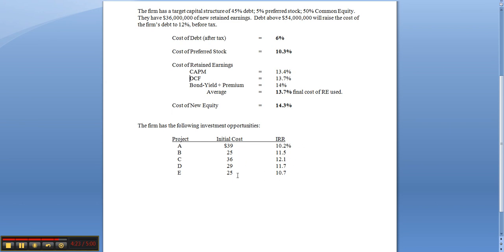In another video, I'll explain how we do that, given that we have marginal cost of capital. We have our WACC actually increasing. The more money we need, the more cost we're going to incur.